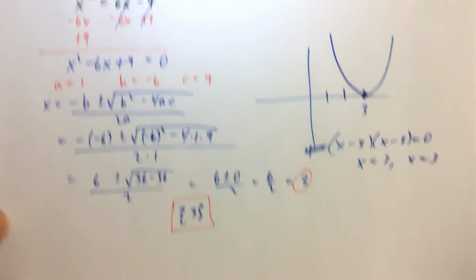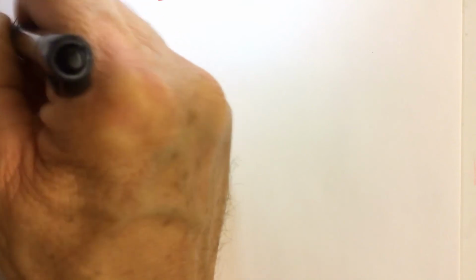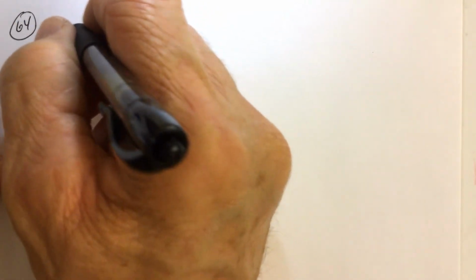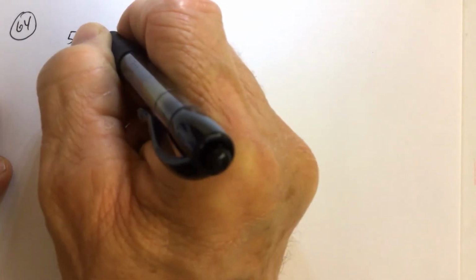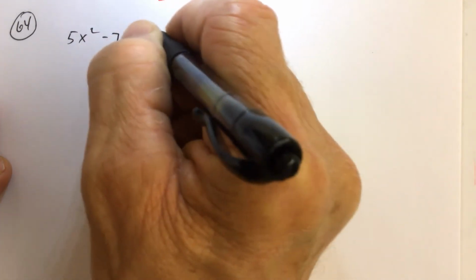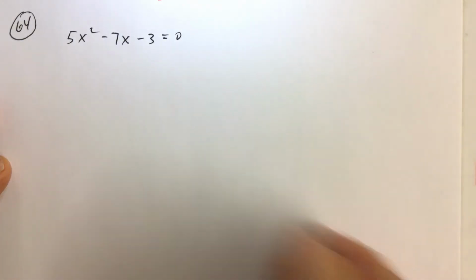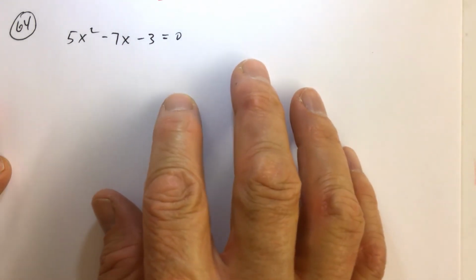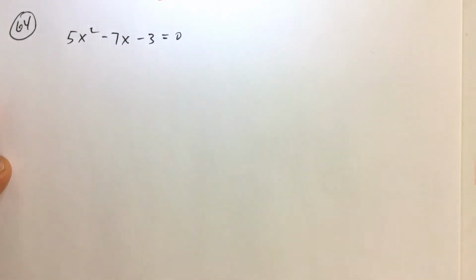I think I could probably squeeze in number 64 in the same video, so let's go ahead and do that. Solving an equation by using the quadratic formula, 5x squared minus 7x minus 3 equals 0. I'm not even going to try to factor it. Maybe it does factor. 5, 3, no, it doesn't look like it factors. So finally we have one that doesn't factor.